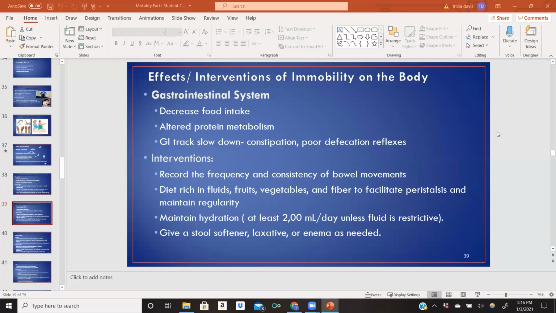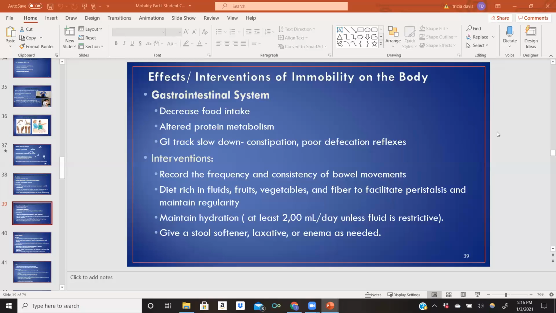So what are some interventions we can do? We want to record the frequency and consistency of bowel movements. We want to do strict I's and O's on our patients, which means we want to know everything going in. We want to know everything going out, exactly measured. We want to put like a little, we call it a nurse's hat in the toilet, or a urinal with numbers for the men that have numbers on the side so you can measure their bowel movements and their urine output.